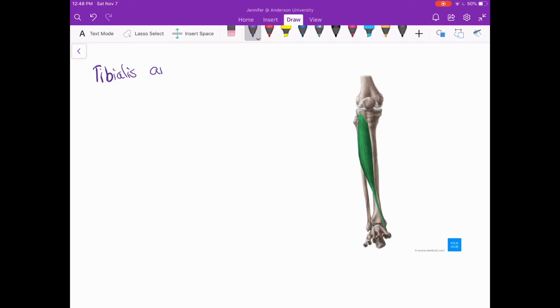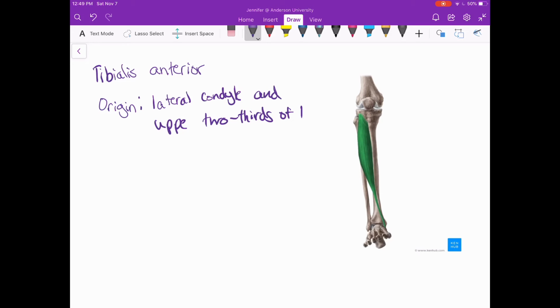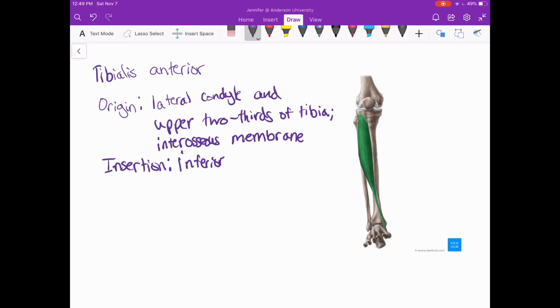Next, we have the tibialis anterior, which has a pretty descriptive name. It's on the front of the tibia. It is a superficial muscle of the anterior leg, parallel to the sharp anterior margin of the tibia. The origin is the lateral condyle and upper two-thirds of the tibia and the interosseous membrane. So if you remember your bone prefixes, you can figure out what that means. The insertion is by the tendon into the inferior surface of the first cuneiform and metatarsal 1. So this one's going all the way down from the top of the tibia to the foot.